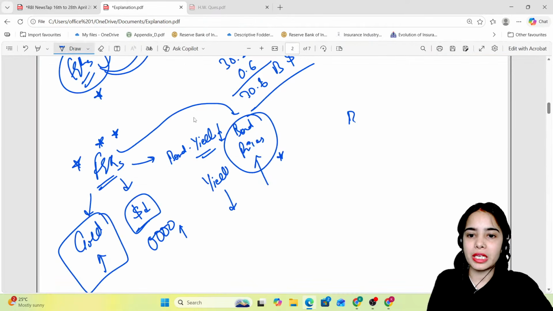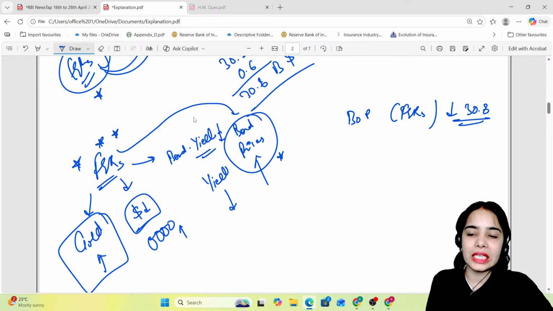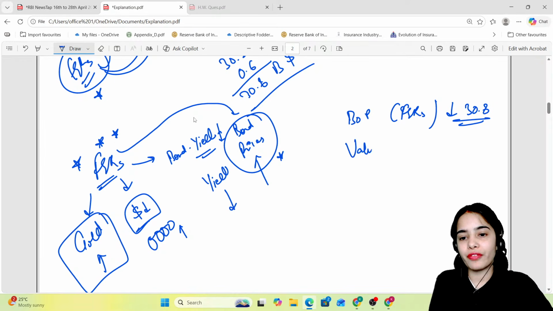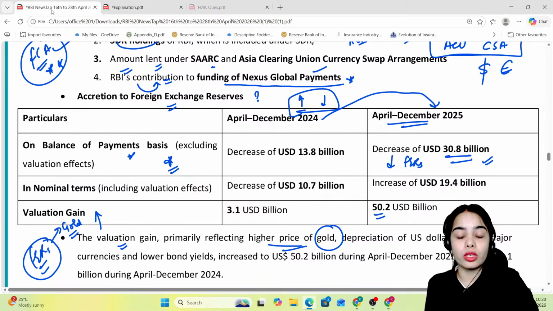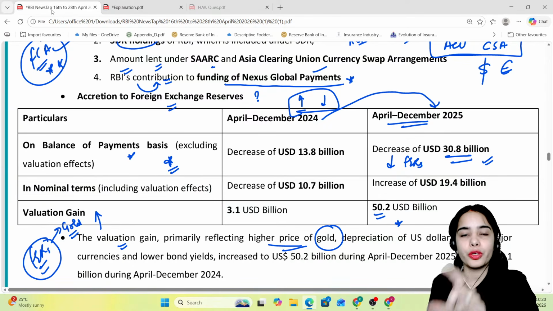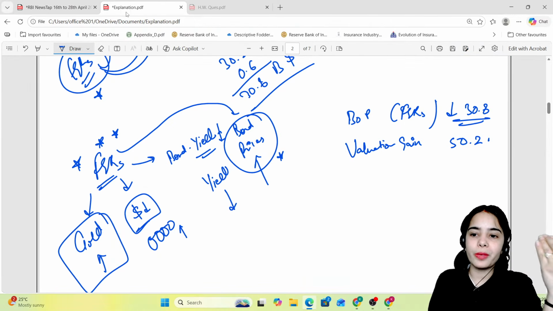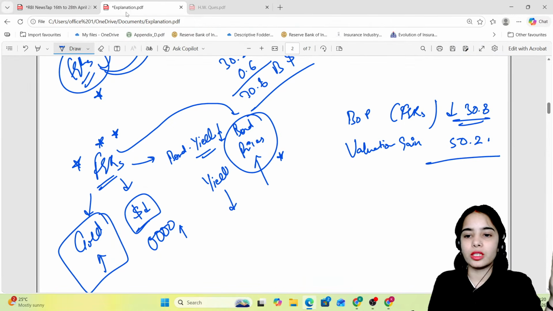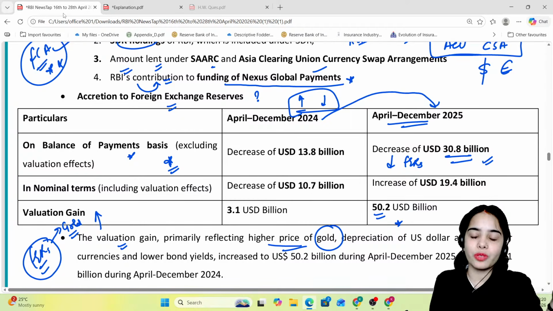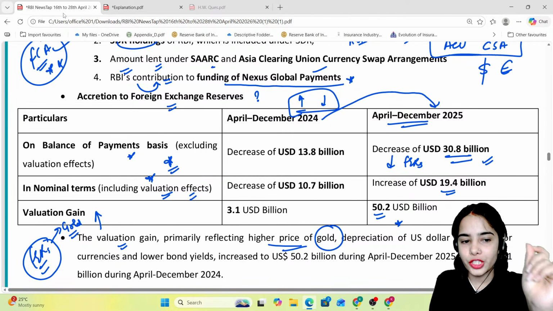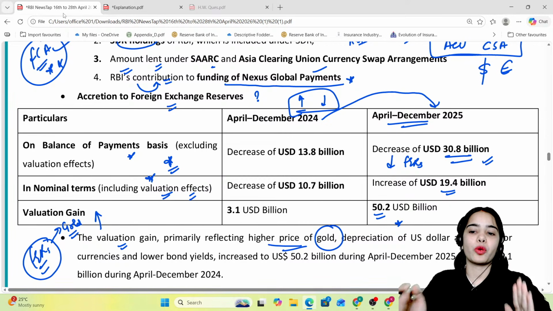On the balance of payment basis, the foreign exchange reserves have decreased by $30.8 billion. But because of the valuation gain of $50.2 billion, from April to December 2025, in total the foreign exchange reserves have actually increased by $19.4 billion. So including the valuation effect, the foreign exchange reserves have increased by $19.4 billion.